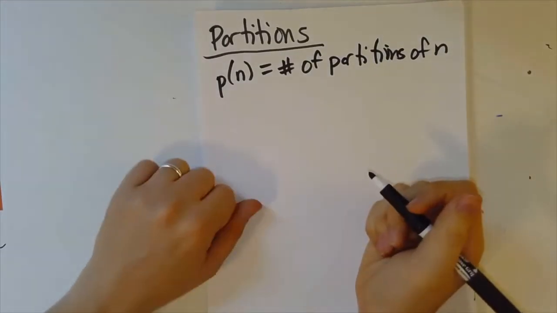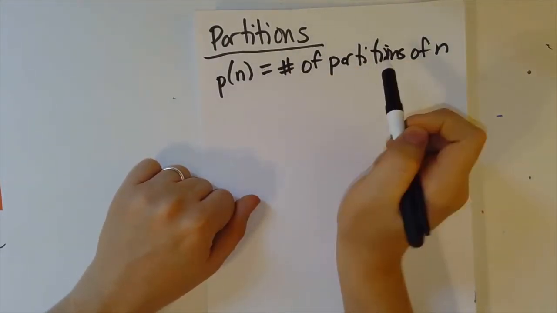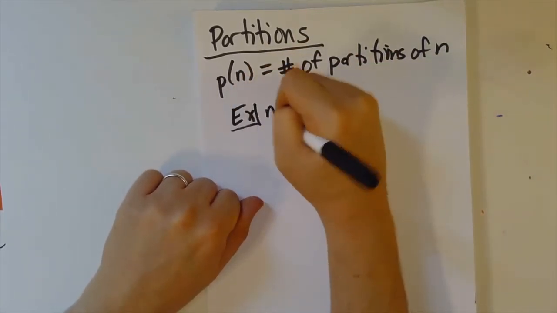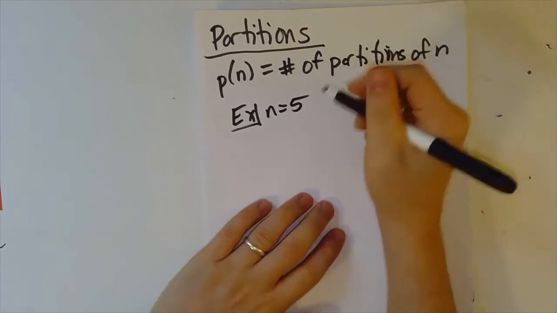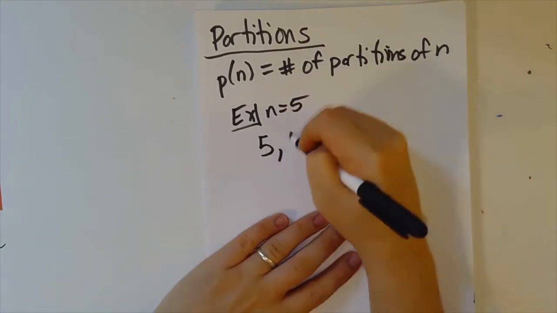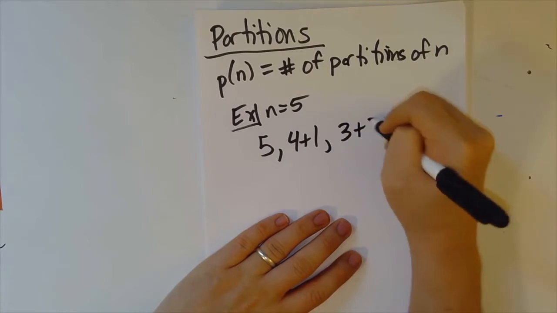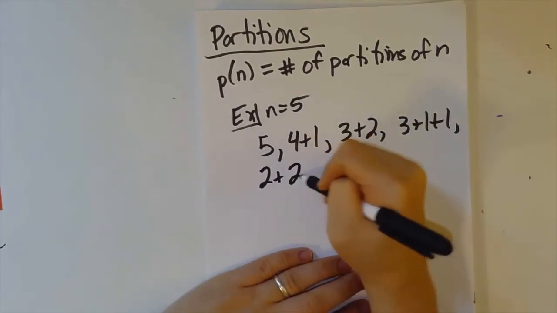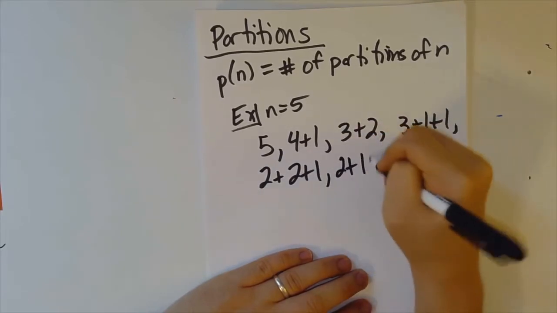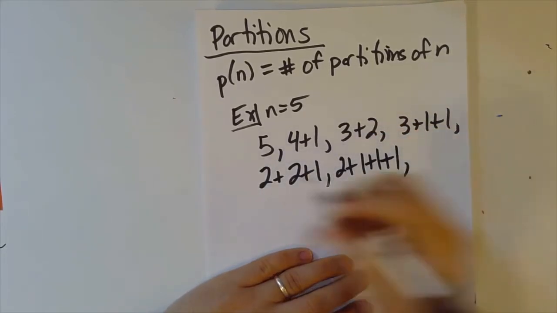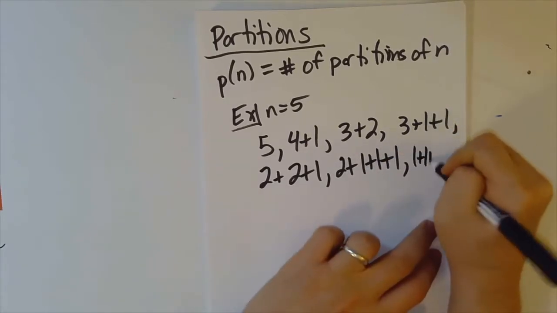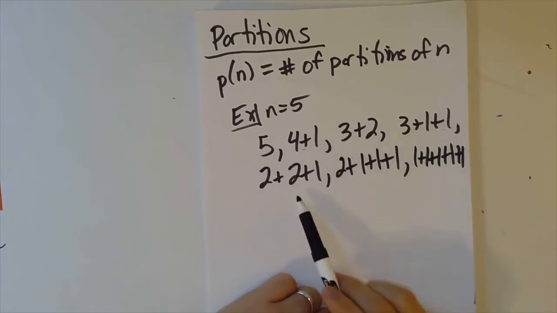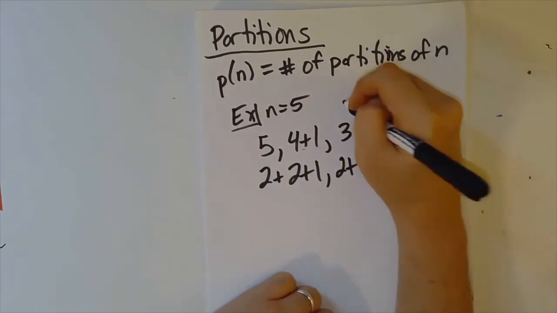And remember that a partition is just a list of numbers that sum to n. So for example, if n is 5, then we're looking at things like, well, 5 is a partition of 5, and 4 plus 1, and 3 plus 2, and 3 plus 1 plus 1, 2 plus 2 plus 1, 2 plus 1 plus 1 plus 1, and last 1 plus 1 plus 1 plus 1 plus 1. So that is 1, 2, 3, 4, 5, 6, 7. So P of 5 is 7.